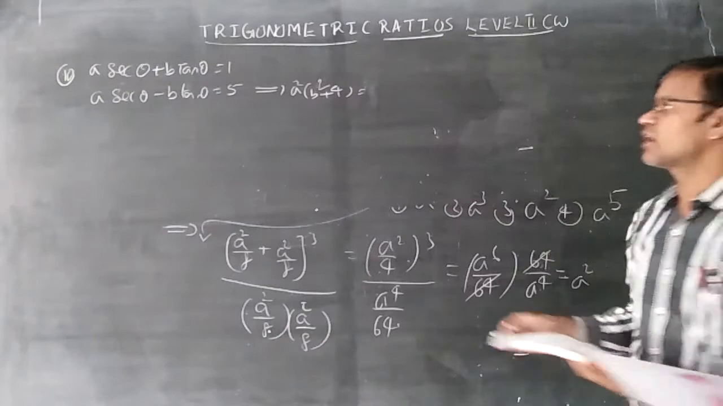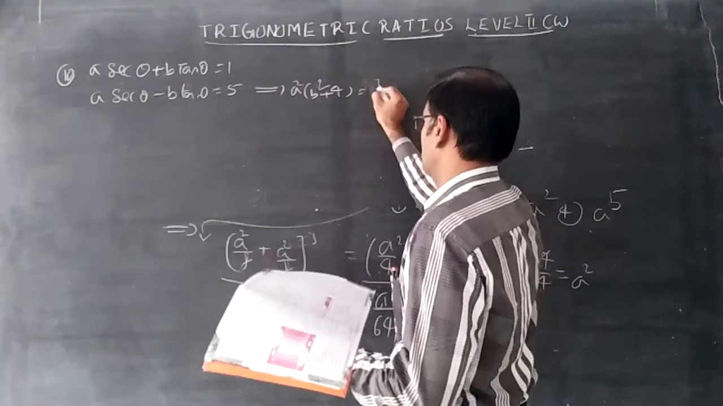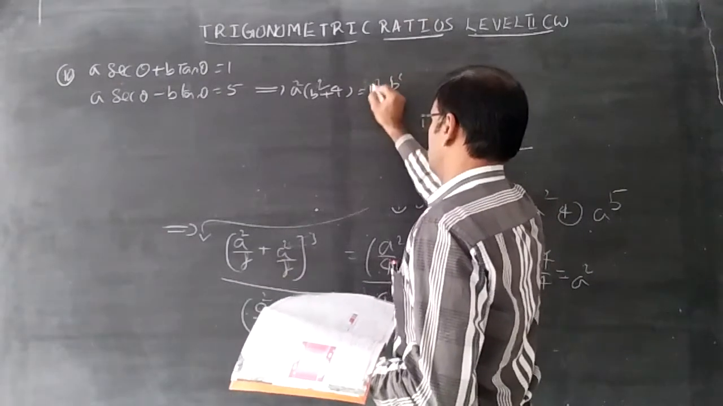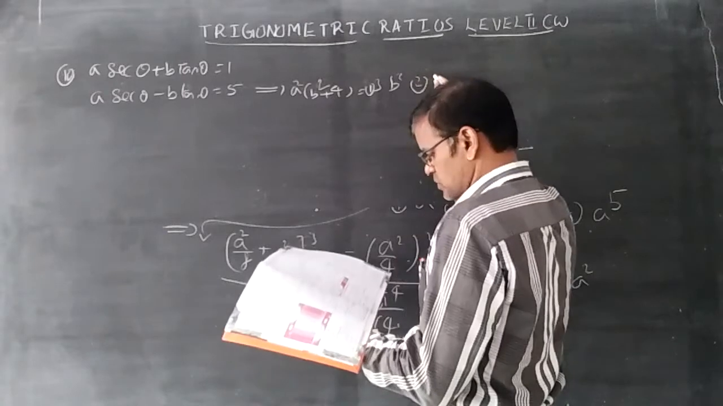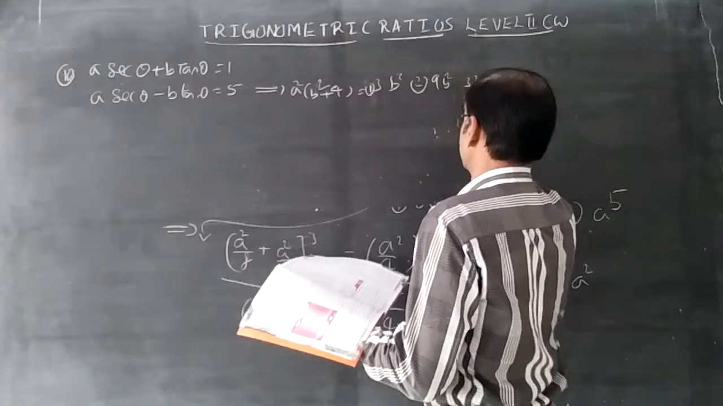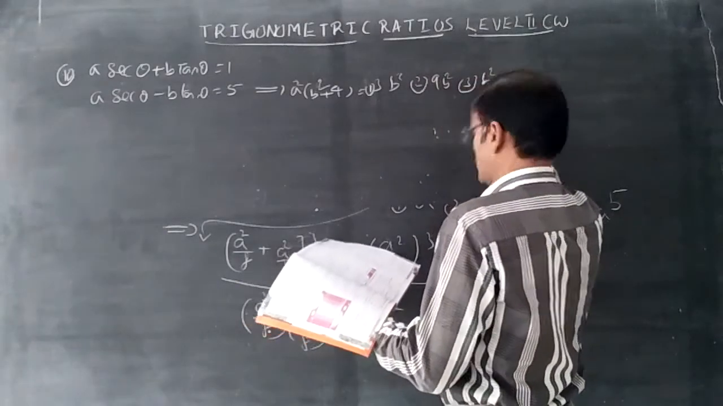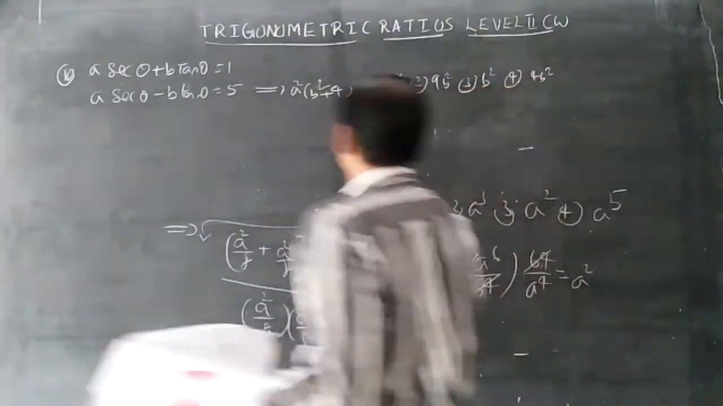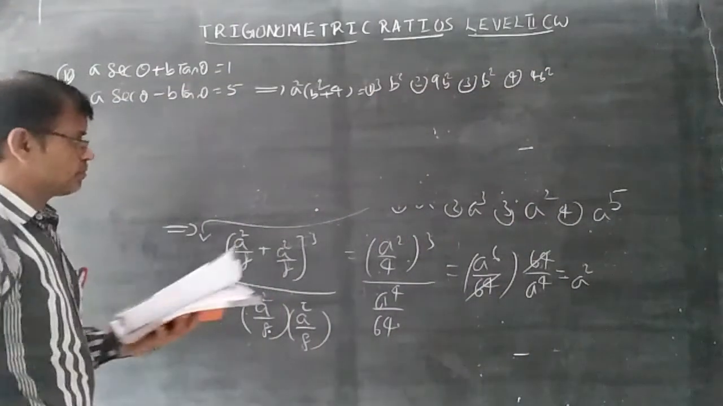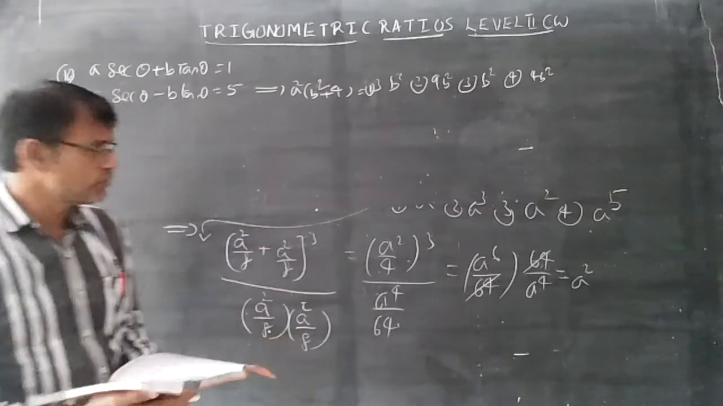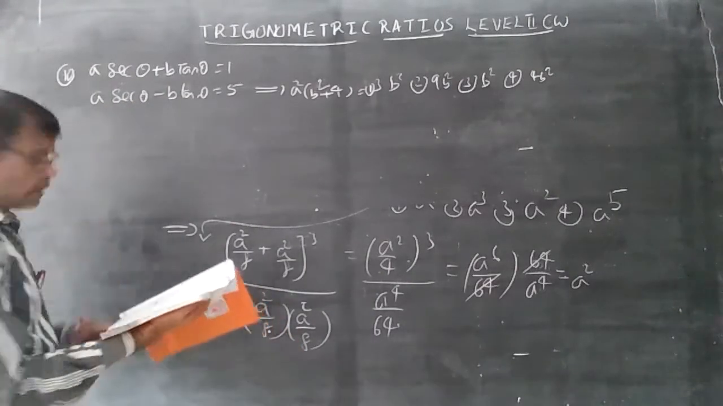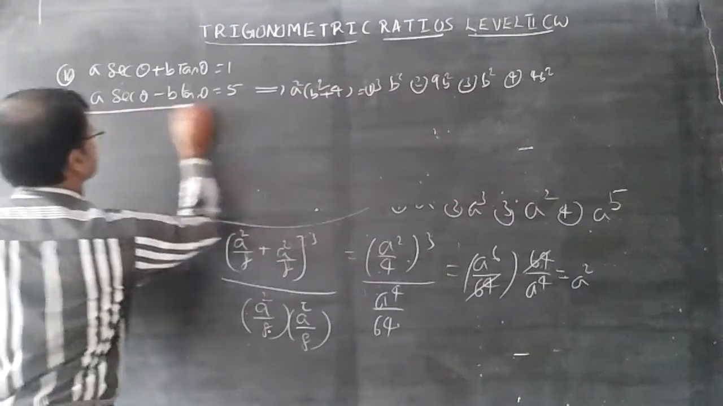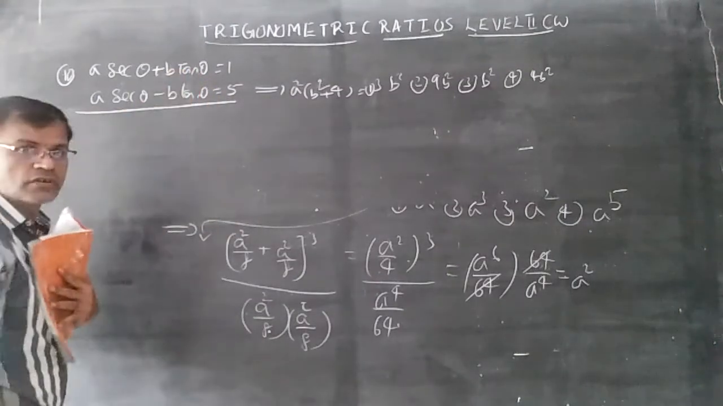We should calculate the value here. Simply I am writing the options. If you don't know, no need to write, directly you can put a tick mark. The options are b square, 9b square, 3b square, 9b square, simple b square, 4b square. Now better to add these two terms.